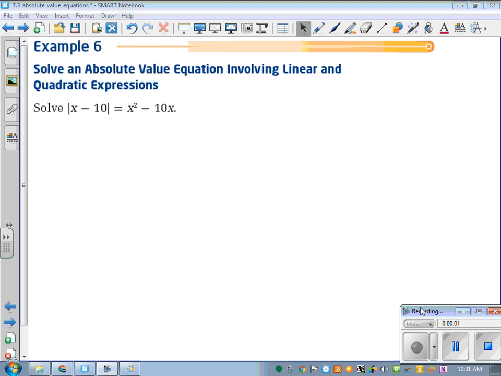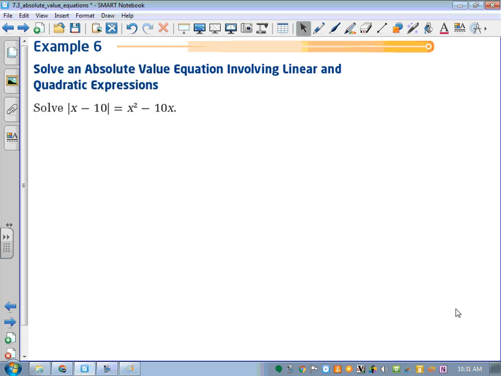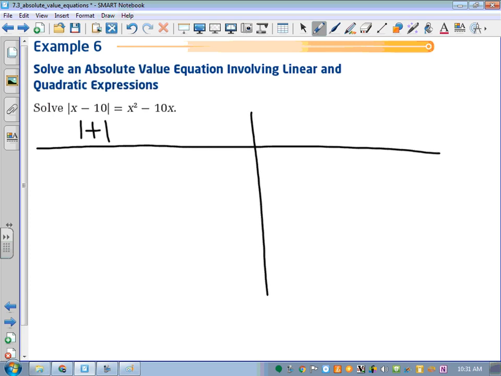Okay, this is example 6 from 7.3. Lots of examples, I know, but like most algebraic techniques, it's really important that you practice these as much as possible because that is the only way to get more proficient at them. So we are going to look at solving for the absolute value of a positive and solving for the absolute value of a negative. If the expression x minus 10 is positive, then the absolute value does nothing.